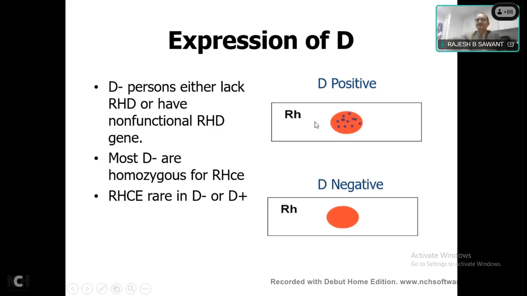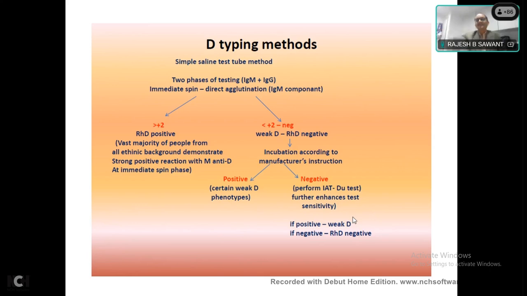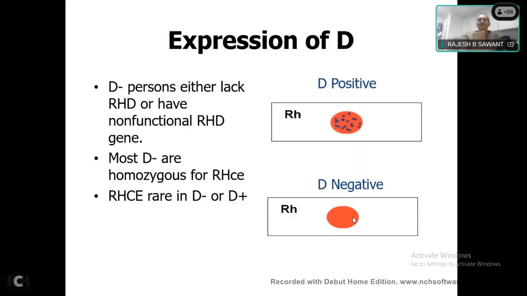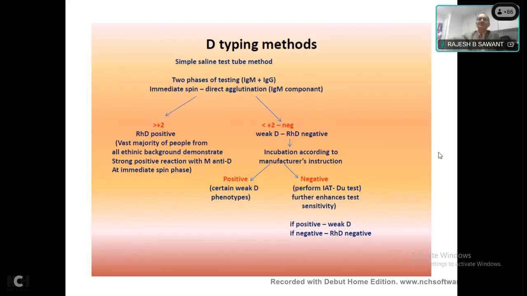Okay. So when it comes to Rh testing, we know that if the D antigen is present, then it will be Rh positive. If the D antigen is absent, then the type will be Rh negative. World over, there is a different proportion of Rh negative individuals. In India, on average, it would be about 5% of our population, whereas in the Western world, about 15% of the population is Rh negative.